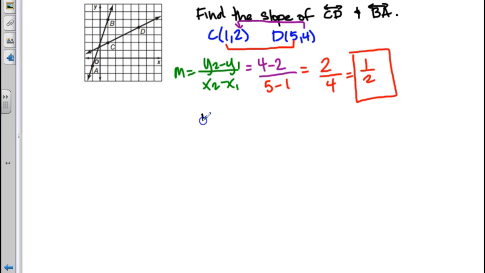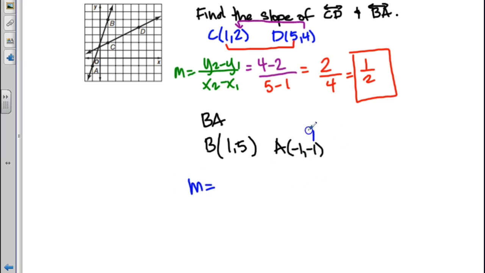All right, now let's find the slope of BA. All right, so A is, well, I'll start with B. It doesn't really matter. Start with B. All right, so B is over 1, up 5. So 1, 5 for B. And A is starting at the origin, left 1, down 1. So we'll go negatives on both of those. Left 1, down 1.